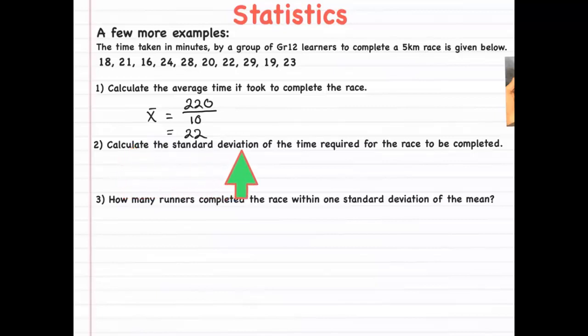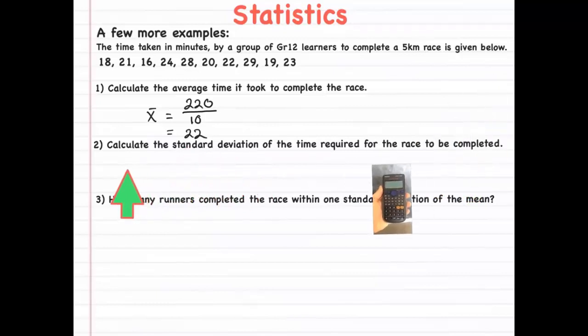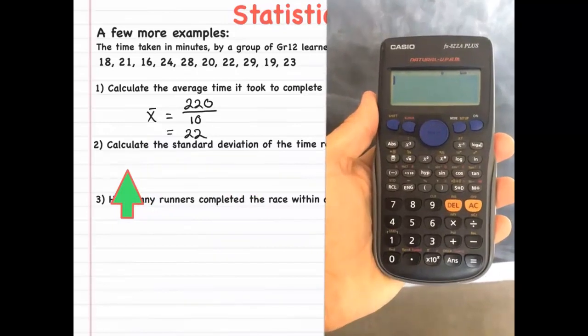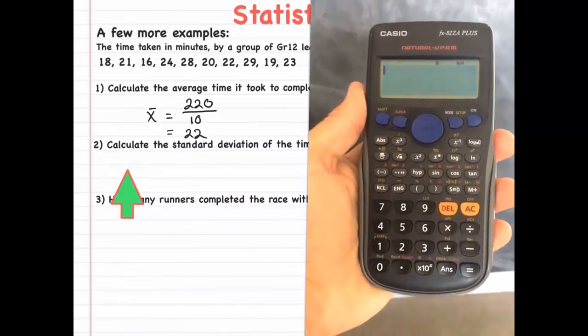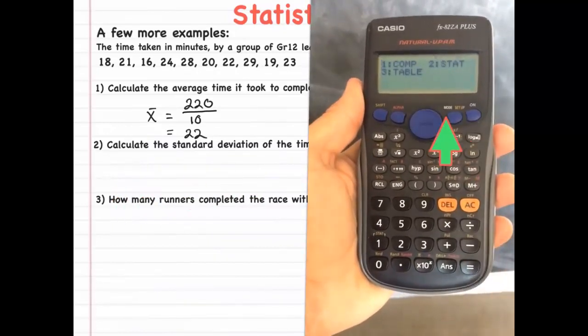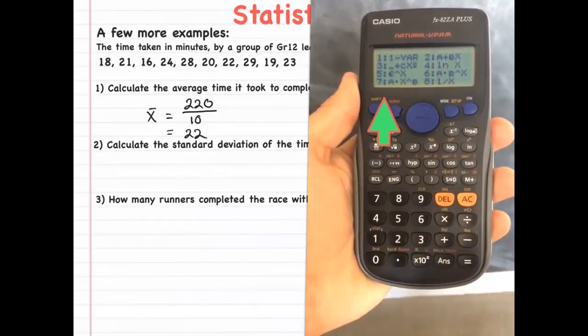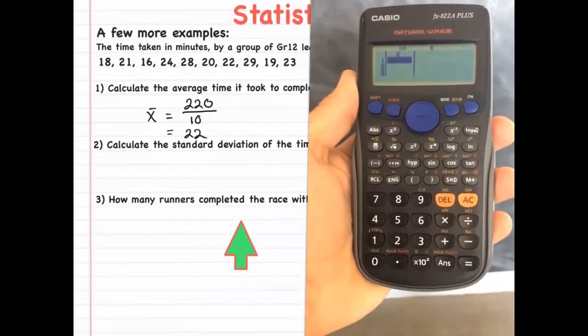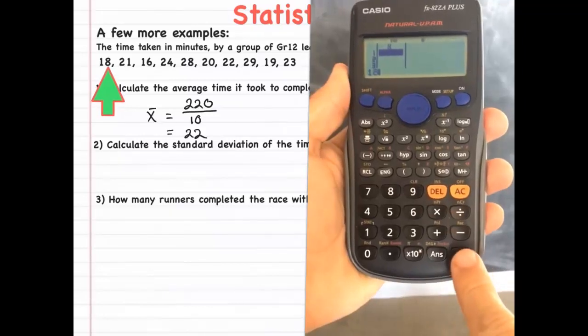Calculate the standard deviation of the time required for the race to be completed. Now, to calculate the standard deviation, again, we are going to use our calculator, and I'll show you how to do that. So again, there's the calculator, so please follow. We press the mode button and then 2 to activate the stat, then 1 because we want 1 minus the variance, and then we enter all the data.